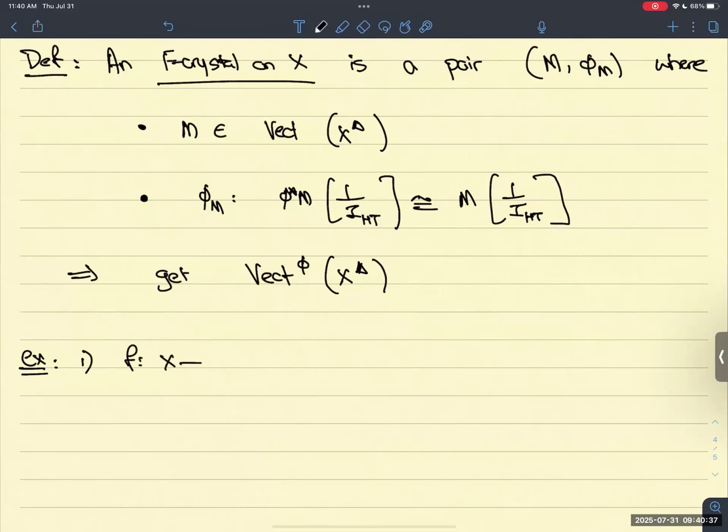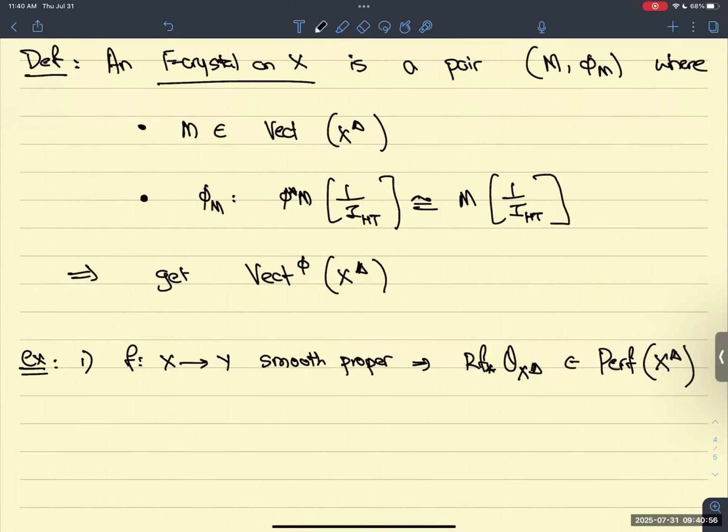if f from X to Y is smooth and proper, then you can form the push forward of the structure sheaf of X prism, and this is naturally a prismatic crystal in perfect complexes, at least. Then there are some questions about whether the cohomology sheaves are vector bundles or not. And those tend to have to do with more subtle behavior of the topology of the fibers, like whether or not there's torsion in their cohomology. But at the level of complexes, this is an example.